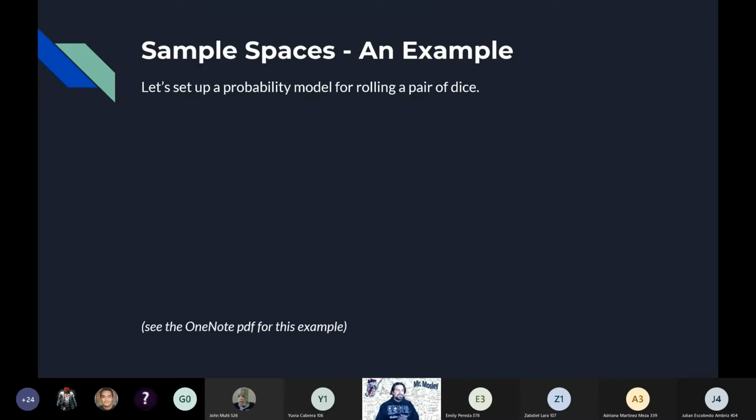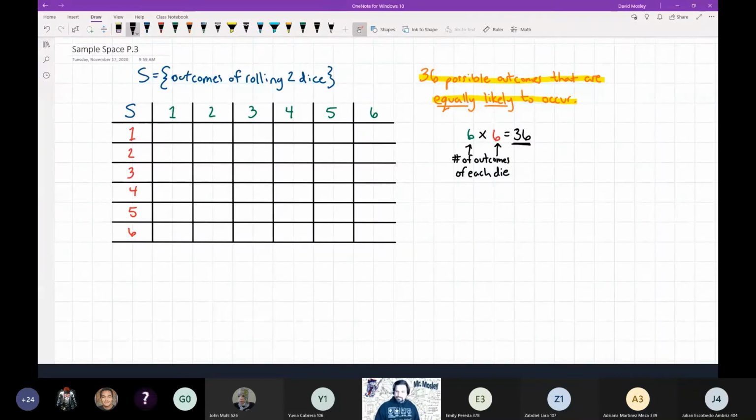So let's look at an example of a sample space. What we're going to do is set up a probability model for rolling a pair of dice and all the different outcomes that are possible. To do this, rather than try to write on the PowerPoint, I'm going to use OneNote because it seems to cooperate better with my little stylus. So here we have our setup for our sample space. We have this grid set up here.